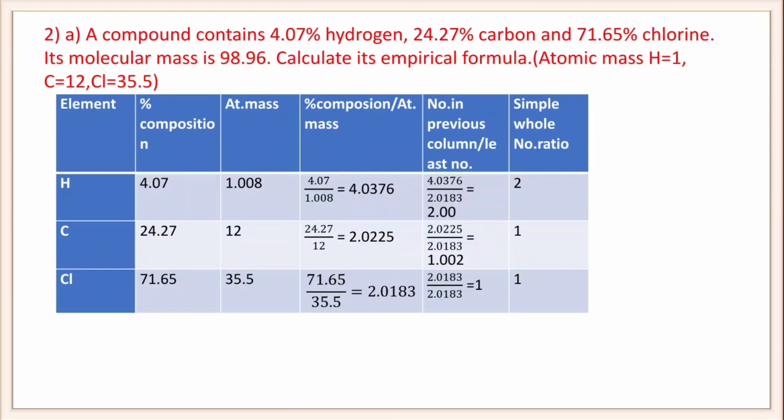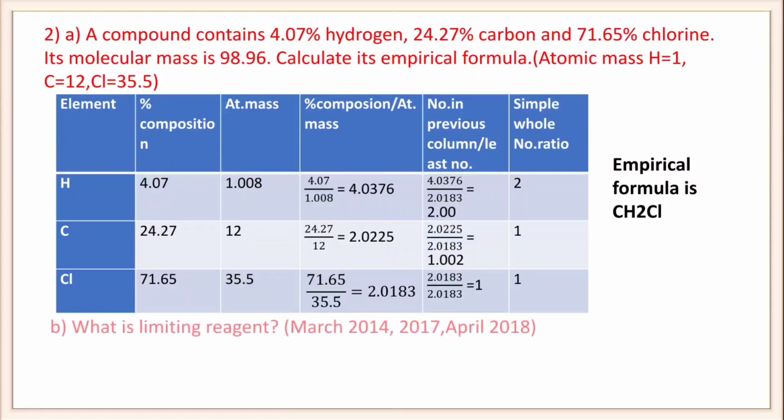2.0225 divided by 2.0183, you will get 1.002. 2.0183 divided by 2.0183, you will get 1. So approximately equal to hydrogen 2, carbon 1, chlorine 1. So hydrogen how much? 2, carbon 1, chlorine 1. Usually we will write carbon first. Therefore the empirical formula is C1H2Cl. This is the empirical formula.